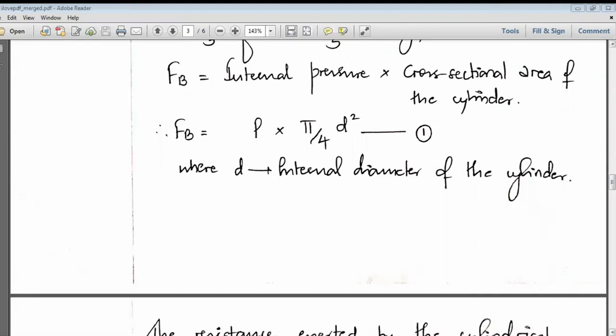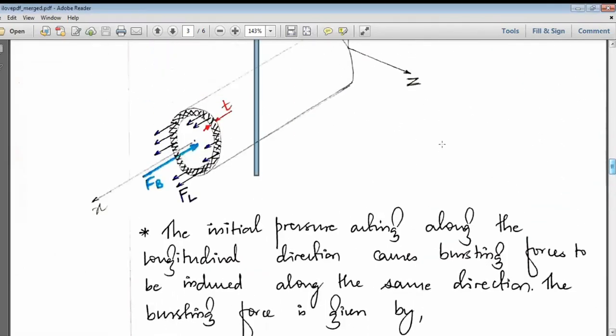Next, there will be once again some resistance. It is shown by this term FL. Longitudinal force is going to resist the bursting of the cylinder in this case. This longitudinal force is acting on this hatched area. What is this hatched area? Hatched area is pi into d into t. Pi into d is nothing but circumference, into thickness t. So this is the area where FL is acting.